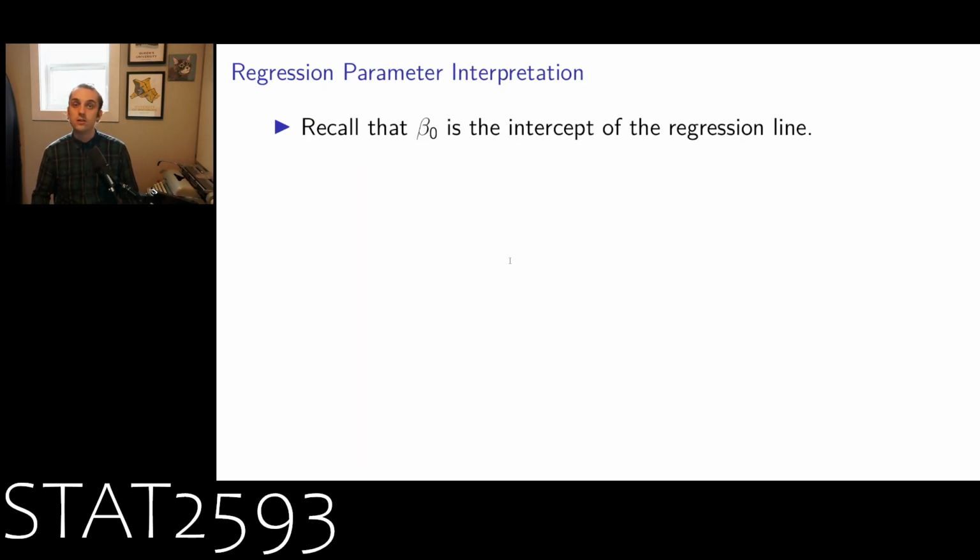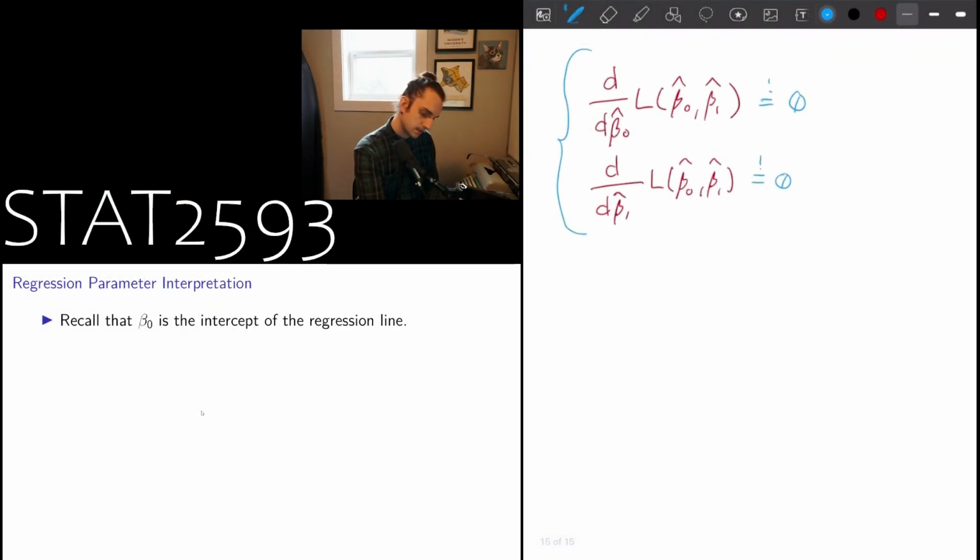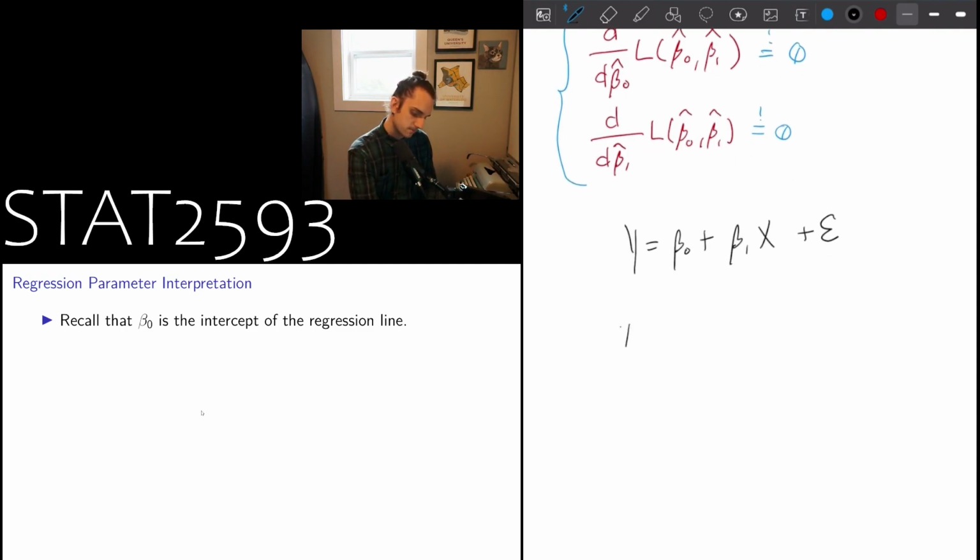Now, recall that beta 0 is going to be the intercept for the regression line. And so if we want to start trying to interpret what this means, well, the y-intercept specifically is going to be the value that our outcome takes on if we set x equal to 0, right? So if we think about the case where we know y is equal to beta 0 plus beta 1 x plus epsilon, right? If we take x equals 0, then we'd have y equals beta 0 plus epsilon, right?